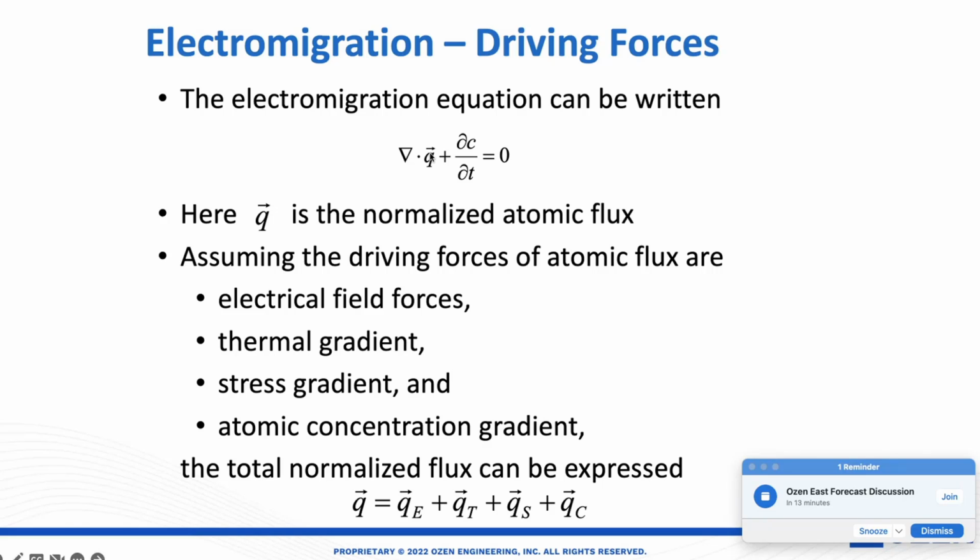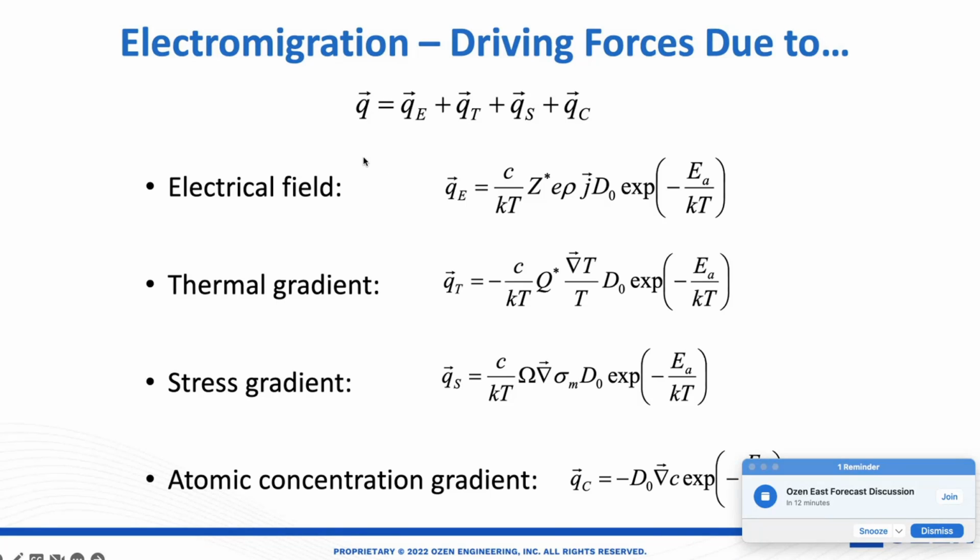To be able to account for these, what we have to do is look at this electromigration equation, and the Q vector here, which is the normalized atomic flux, we need to divide it up and take into account Q sub E, which is the forces due to electrical field, Q sub T, which is the thermal gradient forces, Q sub S, which is the stress gradient forces, and Q sub C, which is the atomic concentration gradient. So if we take a look at that, again, Q sub E plus Q sub T plus Q sub S plus Q sub C, and open these up.